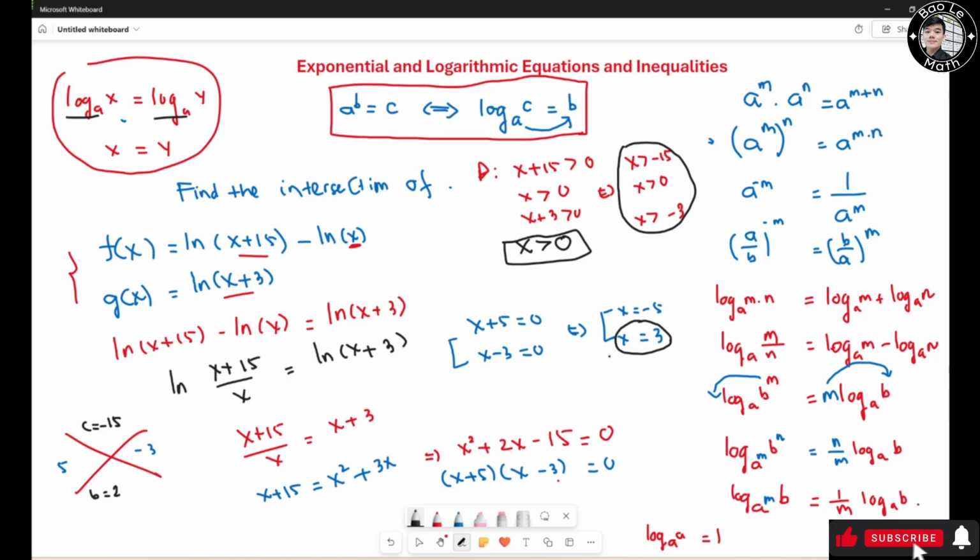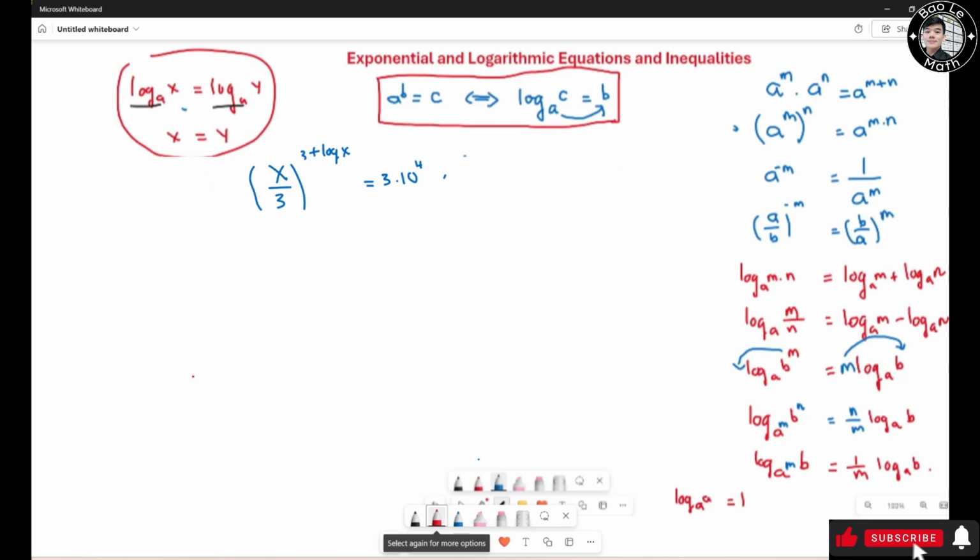So the solution is s equals 3. This is not a solution, right? I need to substitute s equals 3 into one of these equations. So I just substitute over here. So I have g of 3 equals natural log of (3 plus 3), which is natural log of 6, right? So the intersection is (3, natural log of 6). Now let's move on to the next example.